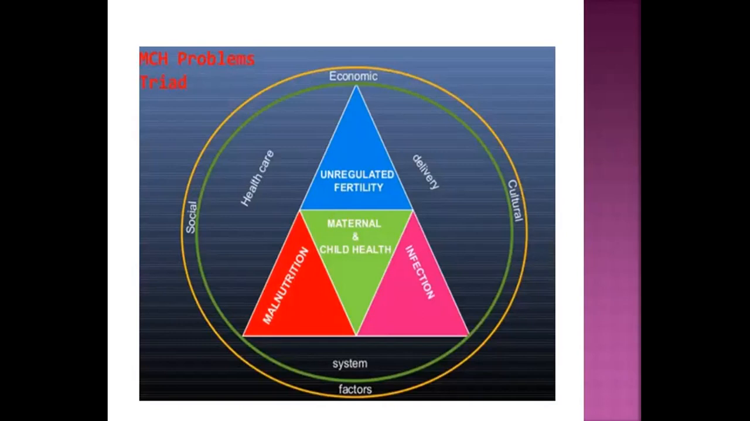It is actually a vicious circle. Malnutrition leads to infection and lack of immunity, and infection further leads to malnutrition. And unregulated fertility results in unplanned pregnancies, lack of family planning services, increased low birth weight babies, increased maternal morbidity and mortality, and also infant, neonatal, and perinatal mortalities.